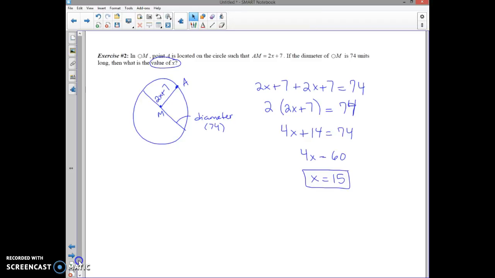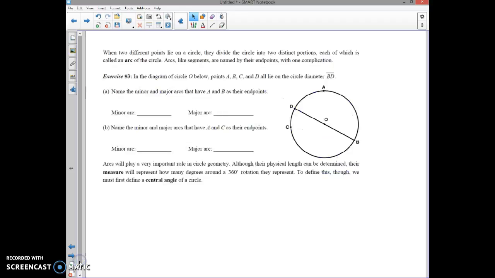Pause to get the rest of these notes if you need to. Circles also have arcs in them. An arc is when you have 2 points that are on a circle, and so this would be called arc AD. It says when 2 different points lie on the circle, they divide it into 2 distinct portions. There could be several different portions. That's what an arc is.